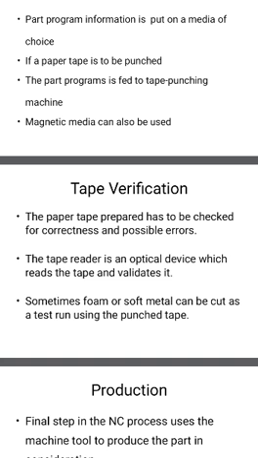After the punch tape has been prepared, it is usually checked. Tape verification means checking the accuracy of the tape. The accuracy of the tape is generally tested and modified by dry runs on the NC machine.